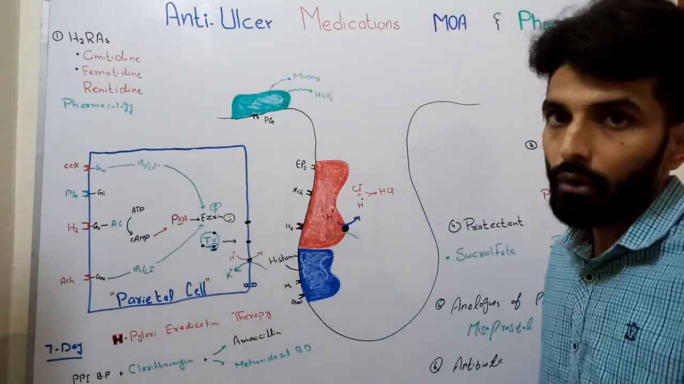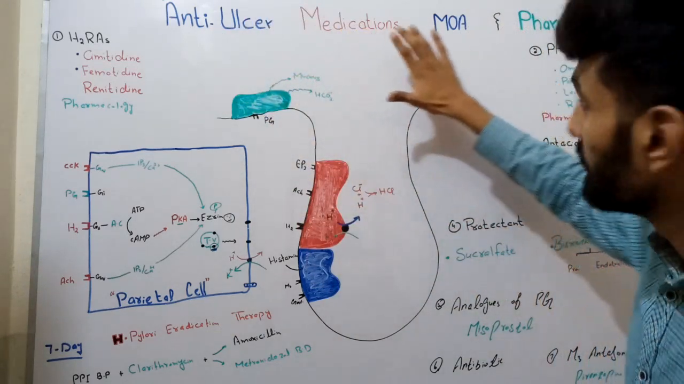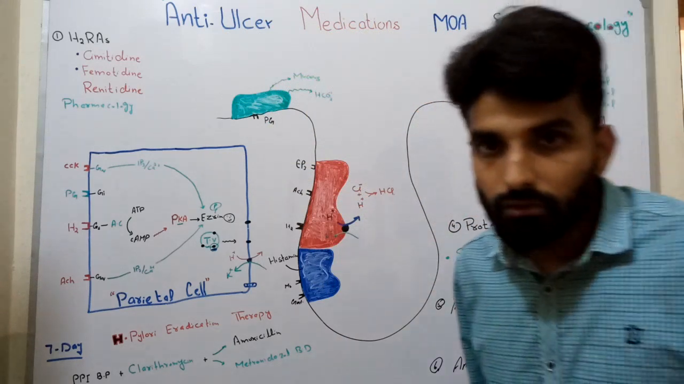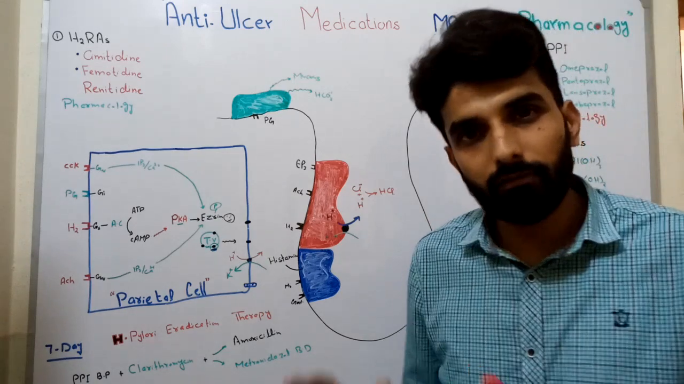In this video, we will talk about the anti-ulcer medications, their mechanism of action and their pharmacology. So first of all, let me tell you about different types of cells present in the gastric pit.